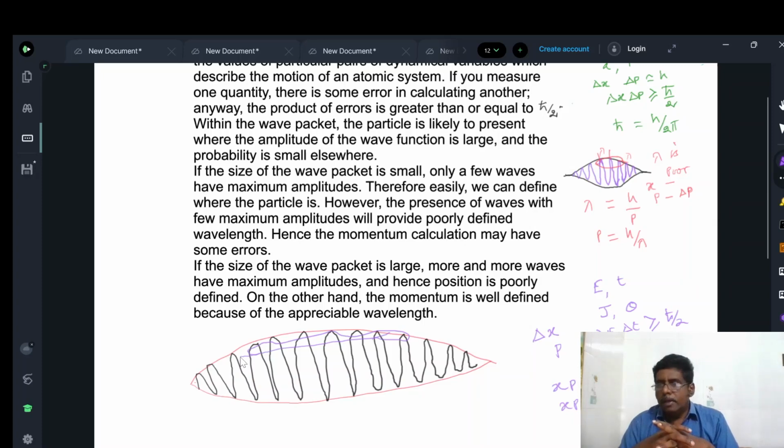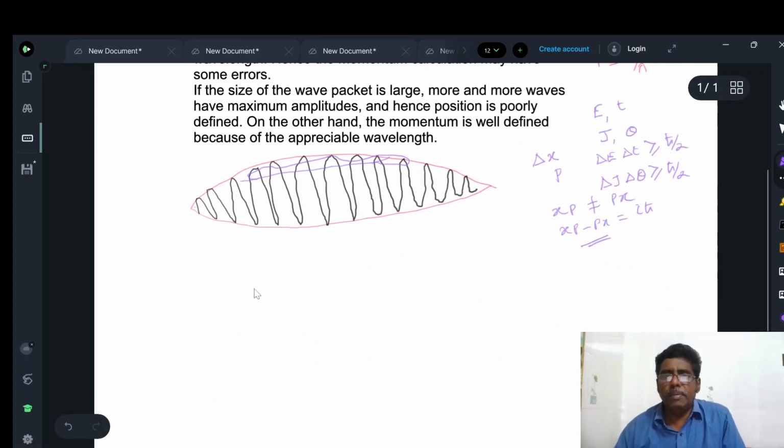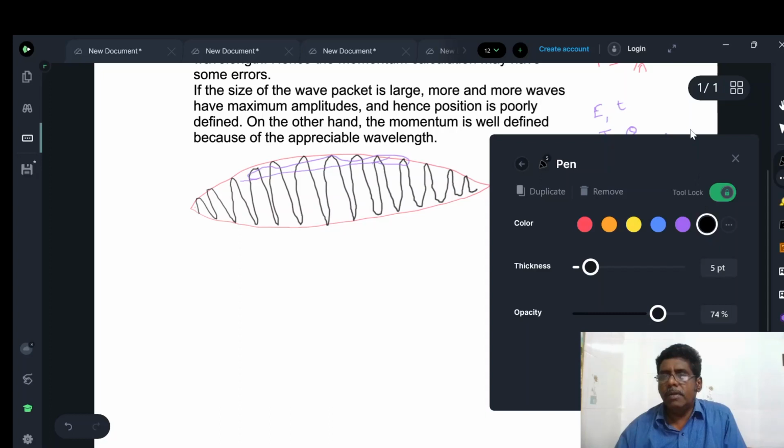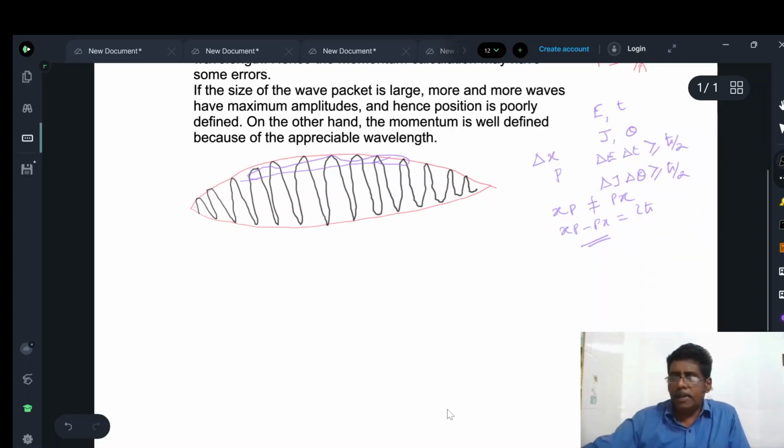Anyway, the wave function may be real or complex, but the probability of finding the particle is a real entity. See here, the wave function may be a complex quantity. Say psi equal to a plus ib. It is a complex wave function. This is the real part, this is the imaginary part. Then the complex conjugate of the wave function, psi star, is equal to a minus ib. We just have to change the sign of i.